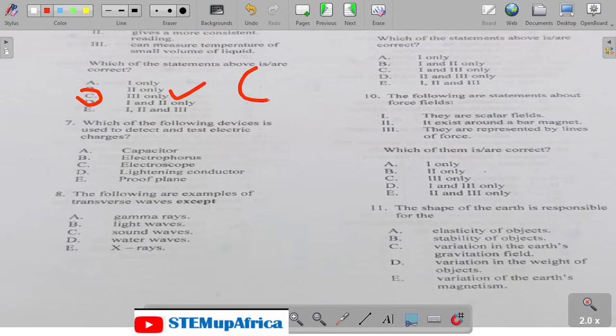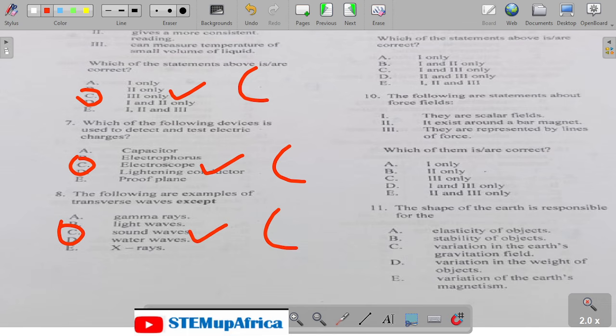Then number 7. Which of the devices is used to detect and test electric charge? It is a gold-leaf electroscope, C. Which of the following is an example of a transverse wave, except? Transverse waves are also electromagnetic waves, but sound wave is a longitudinal wave, which is C.